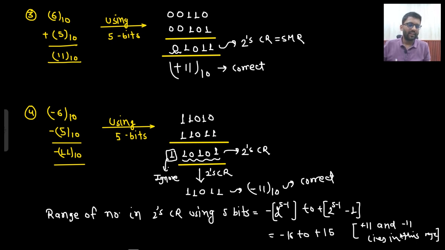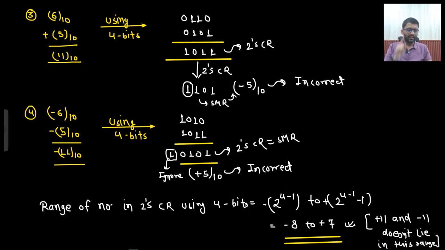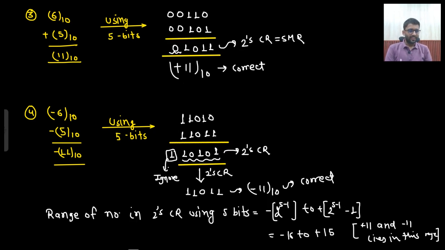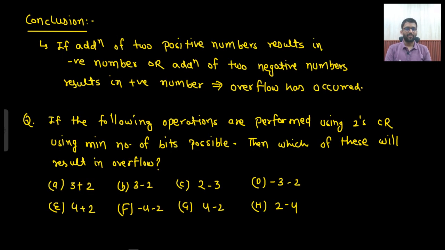So if they are lying in the range, that means the answer is correct, but here the answer is incorrect. Why is that so? Because of overflow. What do you mean by overflow? That means your answer is going out of the range. So here overflow has occurred, since your answer is getting out of the range, that means we can call that overflow has occurred. Okay, so that's the thing. This is the concept of overflow. We will see a lot more things in this particular concept.